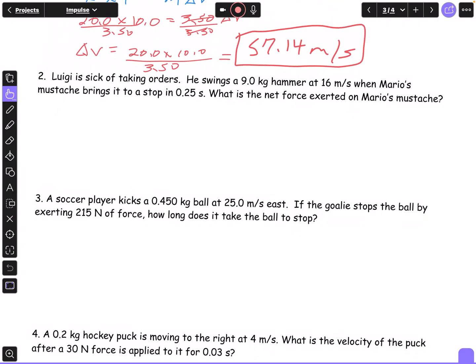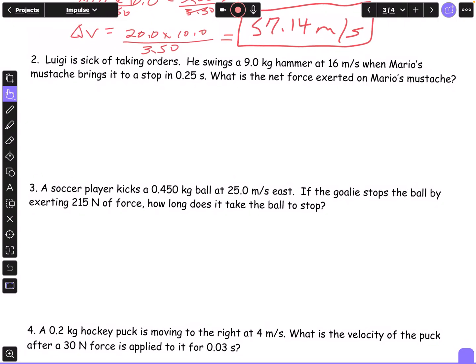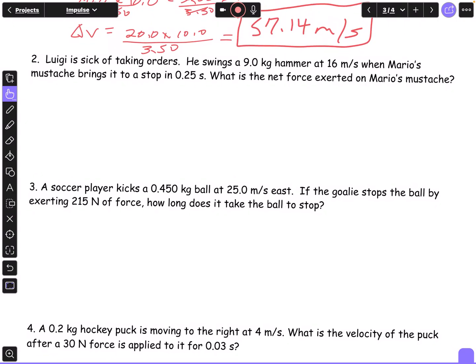Okay, next it says, Luigi is sick of taking orders. He swings a 9.0 kilogram hammer at 16 meters per second. When Mario's mustache brings it to a stop in 0.25 seconds, what is the net force exerted on Mario's mustache? Well, it's telling me the problem.